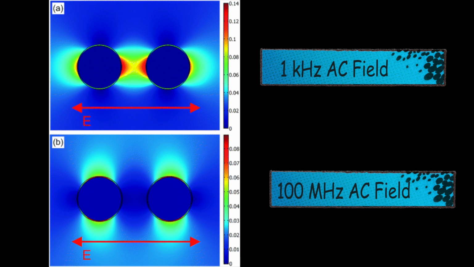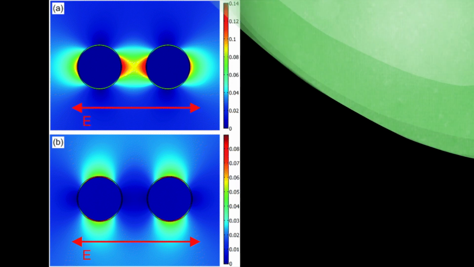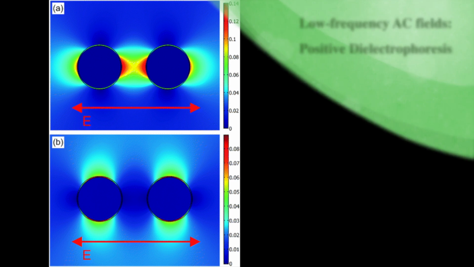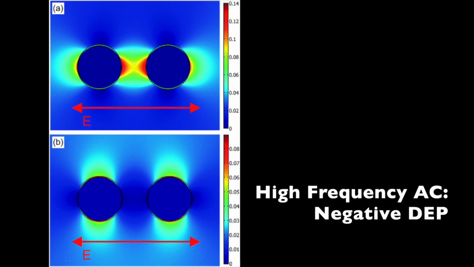The simulation demonstrates how latex particles subject to low-frequency applied AC fields experience positive dielectrophoresis due to the conductive nature of the induced electrical double layer. However, at high-frequency AC fields, the induced double layer does not have time to form, and thus the particles are less polarizable than the media and experience negative dielectrophoresis.